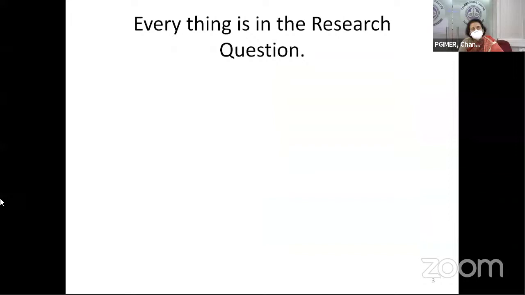Now, this research question can be of different types. If it is relating to basic sciences, it can be explorative in nature, about something that we have no knowledge about. You just want to see what is happening in that particular disease. For example, we know that COVID is much less common in children, or it is a much less severe disease in children. So what are the reasons for that? You want to explore the reasons by doing some basic fundamental studies. So that would be a research question by itself.